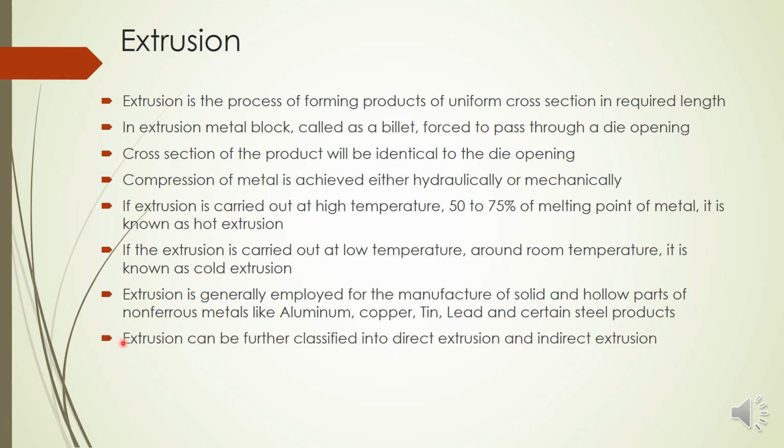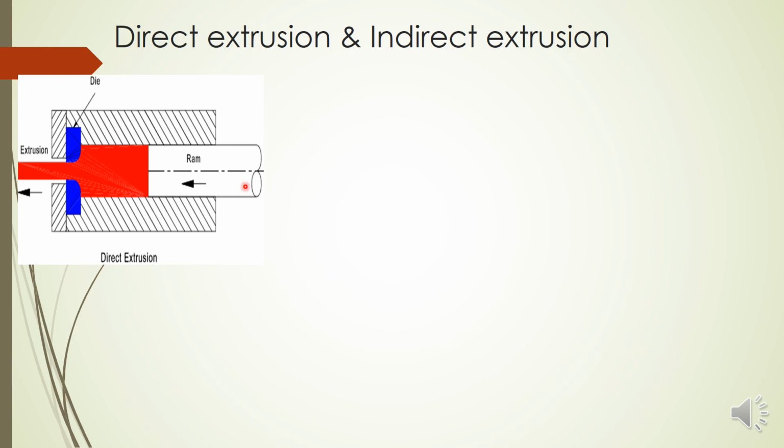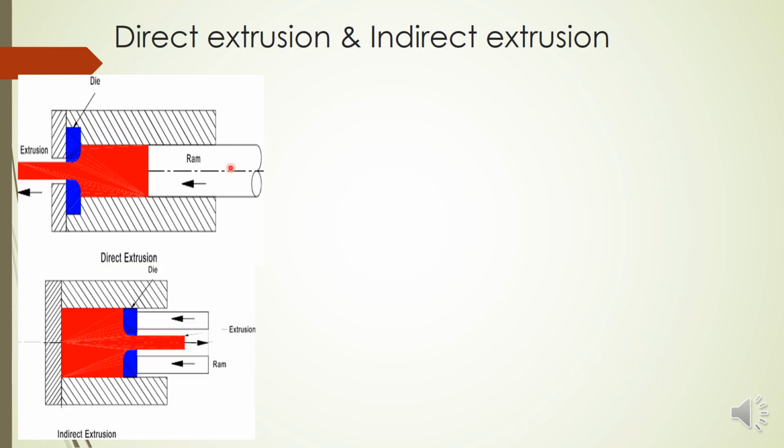Now to classify extrusion, we have two major classifications of extrusion, that is direct extrusion and indirect extrusion. So let's see what the difference is between these two types of extrusion. This is a figure of direct extrusion and this is indirect extrusion. Can you point out some differences between these?